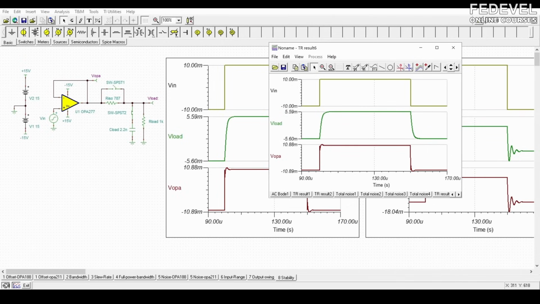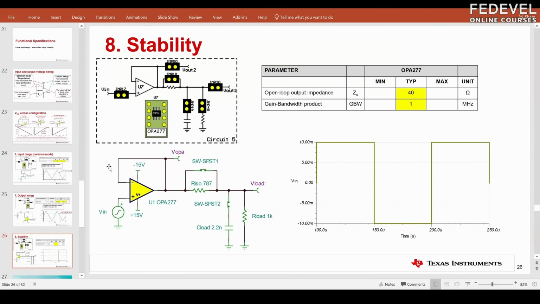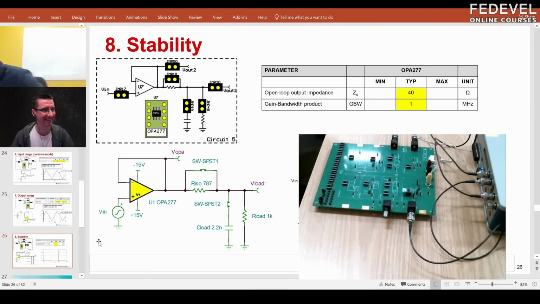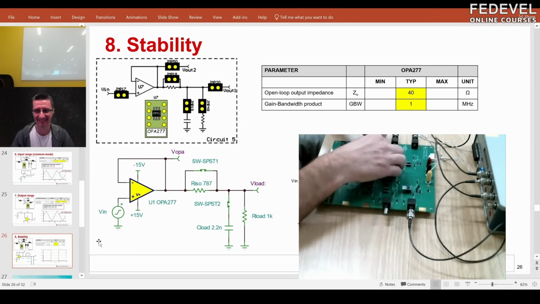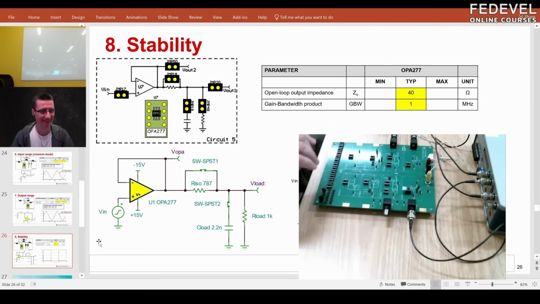So let's take a look at this circuit. This is circuit number 5, OPA277. And so I'm putting my jumpers back in.